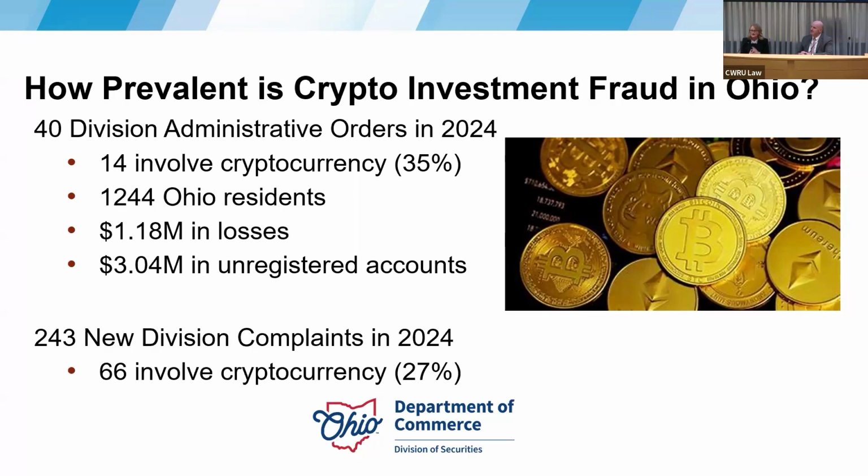What I mean by that is that those are the NASAA settlements where the violation was unregistered, but there was no allegation that the money was not there. We had 243 new complaints this year, and of those, 27% involved cryptocurrency.